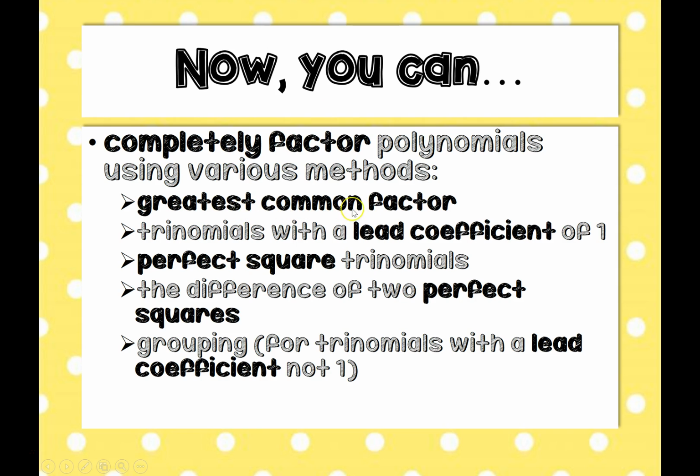The GCF, greatest common factor, is always what you should look to take out first. The trinomials with a lead coefficient of 1 are probably the most common thing that you're going to be seeing, though we are going to be doing that similar method of grouping for when the lead coefficient is not 1. And then you also have some perfect square methods that are special. If you have a perfect square trinomial or a difference of 2 perfect squares, or a binomial, you should be able to factor all of those now. So there are a few now you try problems that I'd like for you to give a shot.